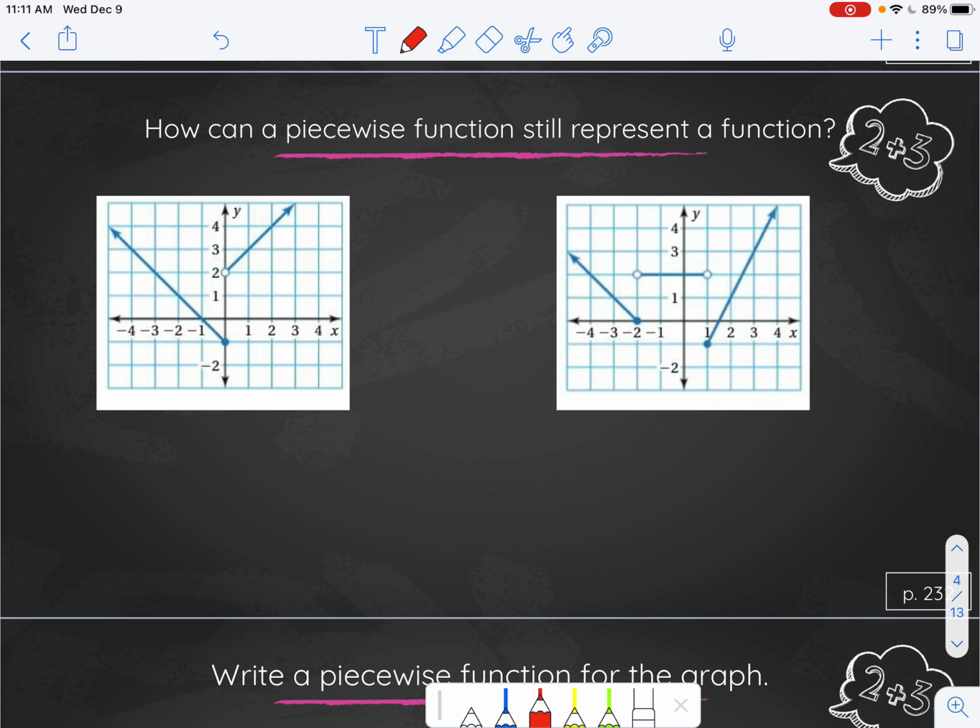So I posed this question. I kind of hinted at it just a second ago. How can a piecewise function still represent a function? Remember, our definition of a function means that for every input, we have just one output. That when we plug something into a function, we only have one output. So a piecewise is kind of broken up, right? There's a big gap right here.